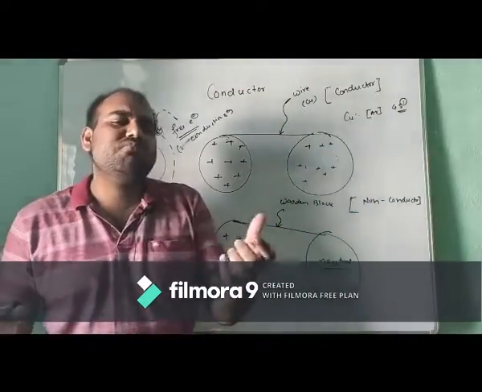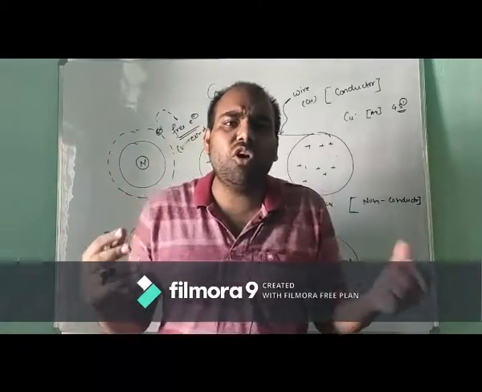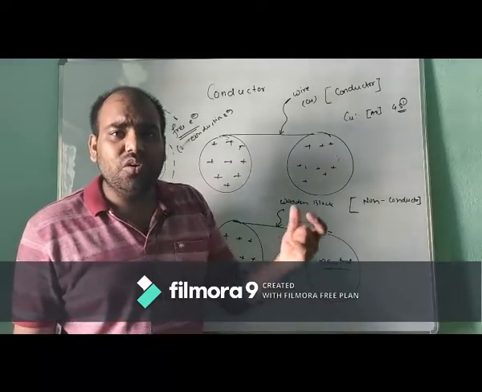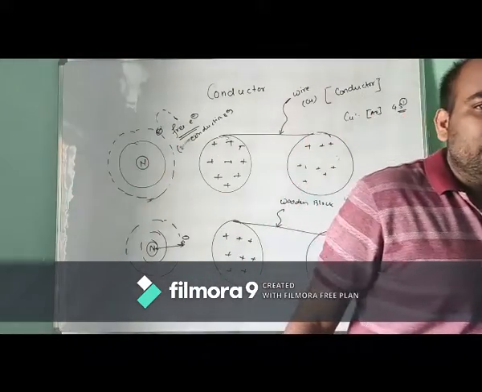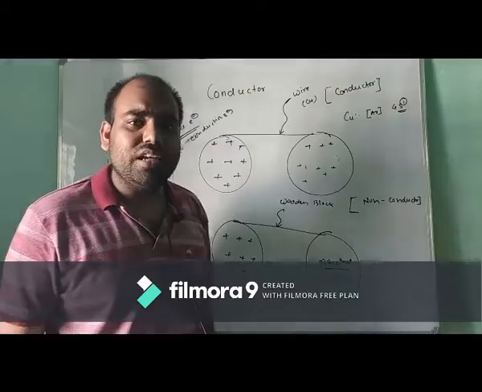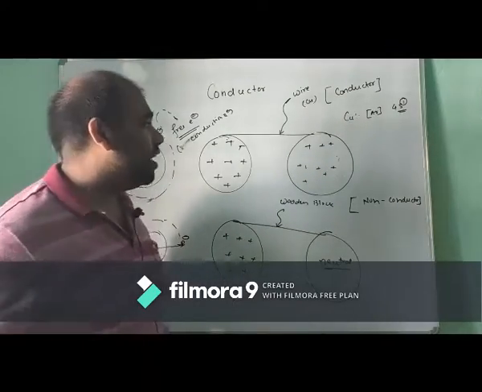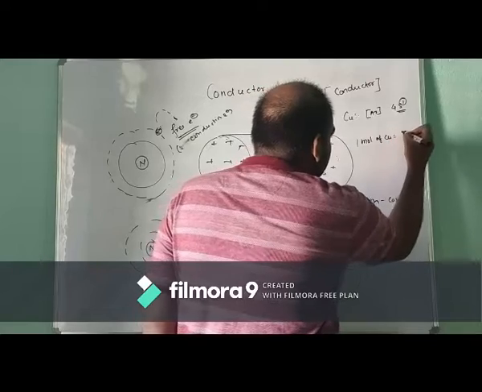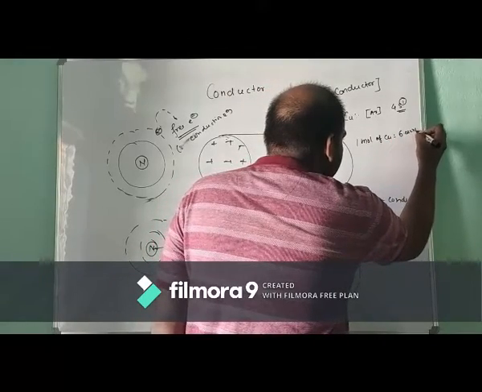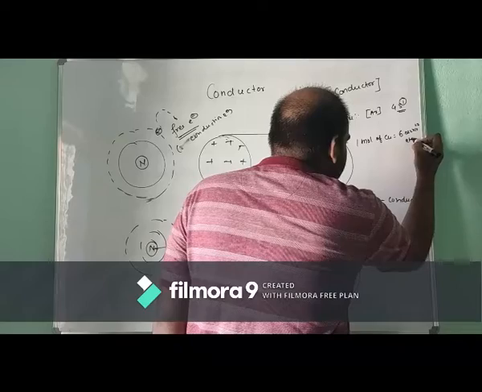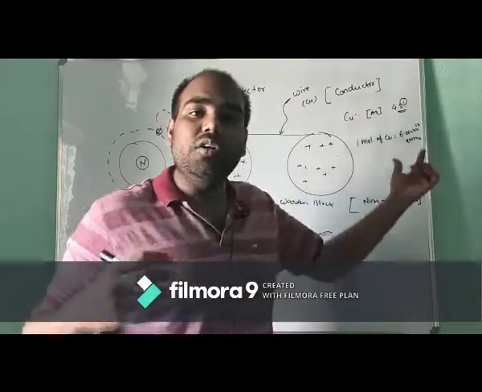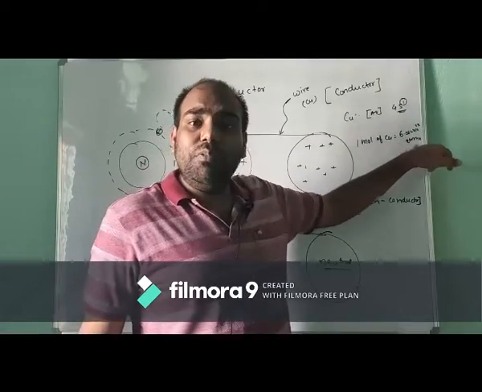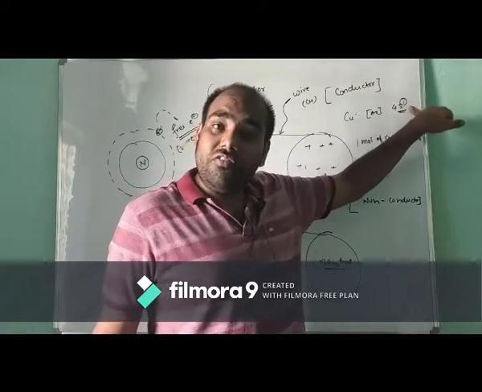Assume there is 1 mole of atoms. Suppose 1 mole of copper is there, and we know how many atoms are there in 1 mole of copper: 6.022 × 10^23 atoms, which we call the Avogadro number. So one atom of copper constitutes one free electron.